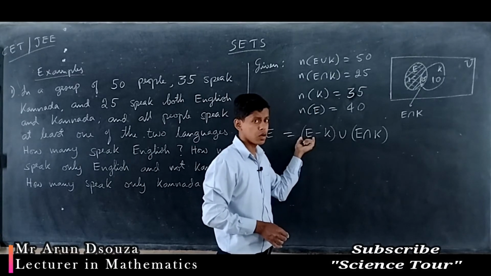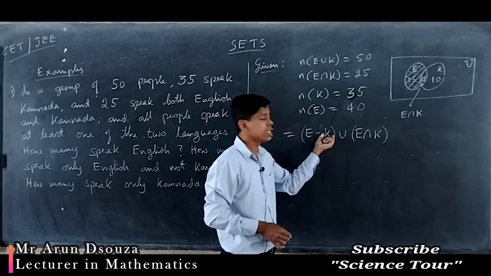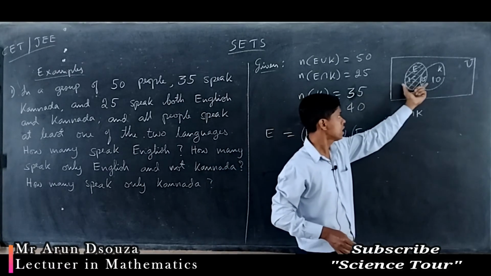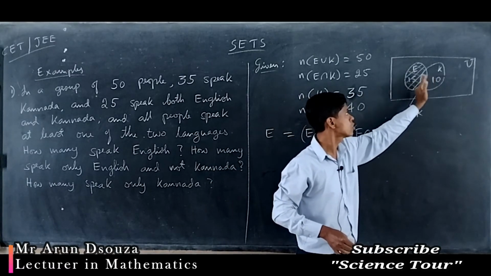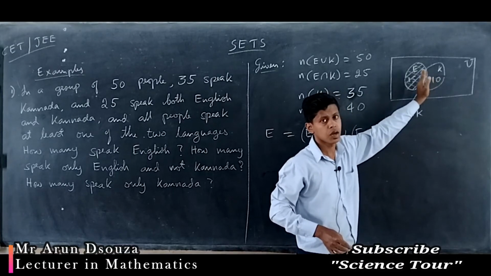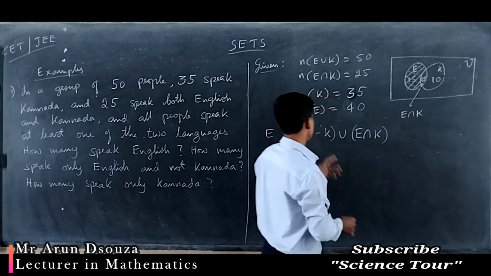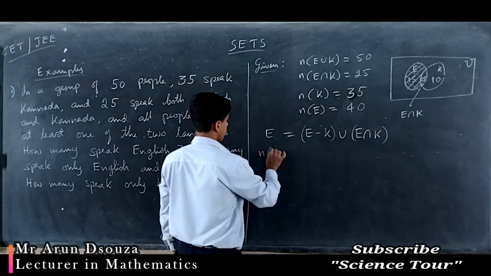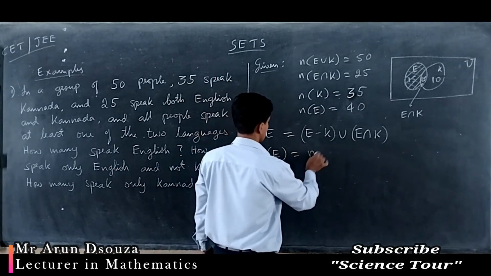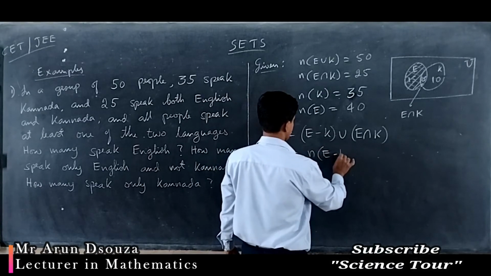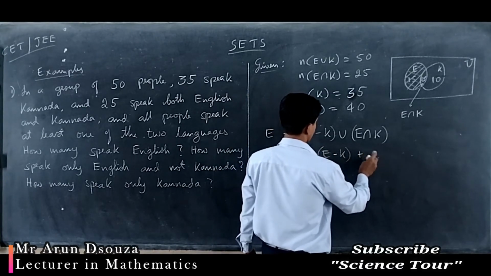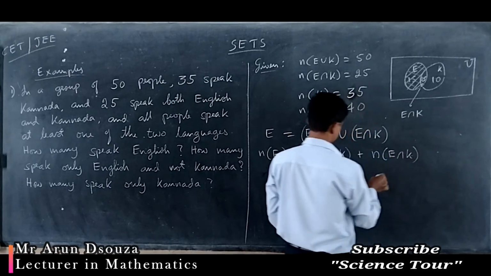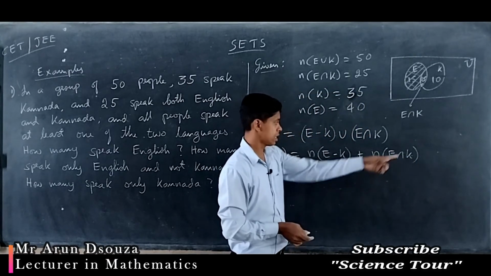So now what you need is E only, who speak only English and do not speak Kannada. So from the set E, you have to remove the people who speak Kannada. So how is this formula now? See, N of E is equal to N of E minus K plus N of E intersection K. Now why am I not writing the next minus?